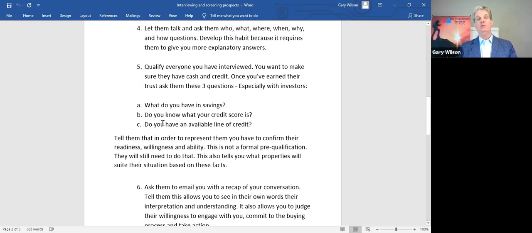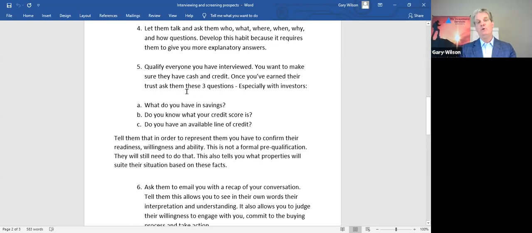And then you ask them, do you have an available line of credit? What I'm doing here is determining that the answer to this question tells me a lot. If they've got an available line of credit, that means a lender somewhere, a banker, thought enough of them to give them a line of credit. Number one, they're credit worthy. Number two, if it's available, it means they haven't blown it all on cars and boats and vacations and stuff like that. They have available credit on their line, which means they can strike fast. You can get a deal, they write a check, you got yourself a deal, okay?